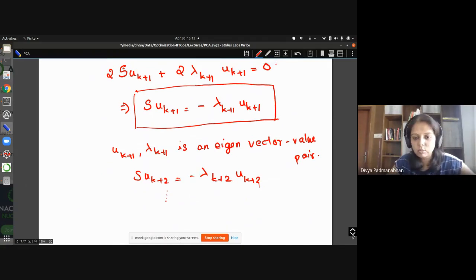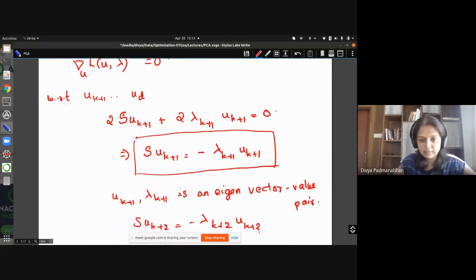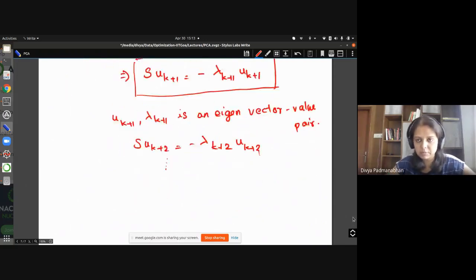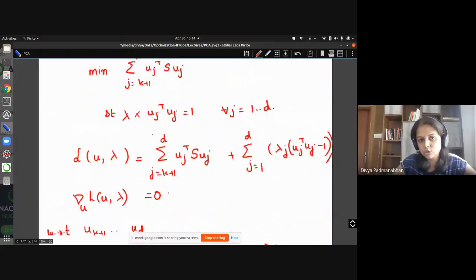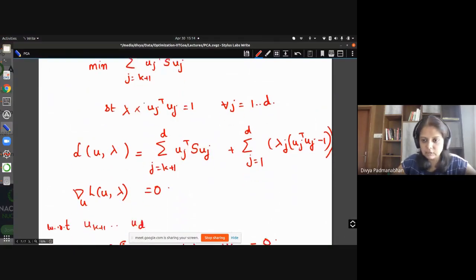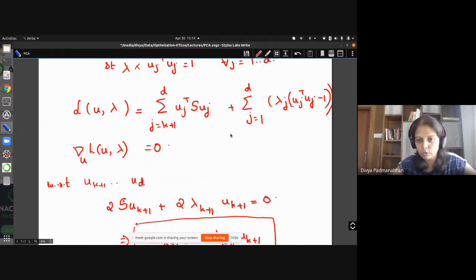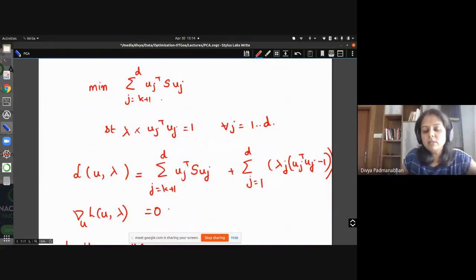Okay, so the takeaway here is that the eigenvectors and the eigenvalues are what is going to give you the answer to this optimization problem. In particular, you want the overall objective for these k+1 to d terms to be as low as possible. We also have u_1 to u_k, we'll come to that in a minute. So which of these eigenvector and eigenvalue pairs should you take? In terms of minimizing the error, this quantity has to be minimized.